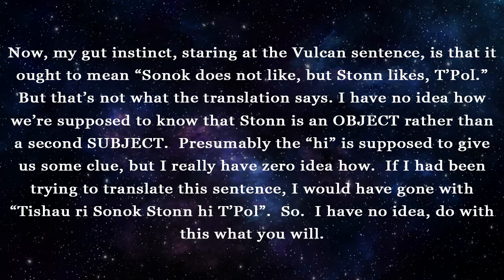Now, my gut instinct, staring at the Vulcan sentence, is that it ought to mean Sonok does not like, but stone likes to pull. But that's not what the translation says. I have no idea how we're supposed to know that stone is an object rather than a second subject. Presumably the he is supposed to give us some clue, but I really have no idea how. If I had been trying to translate this sentence, I would have gone with Tisha risonok stone he to pull. So, I have no idea. Do with this what you will.